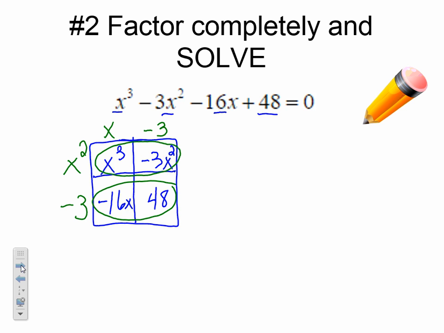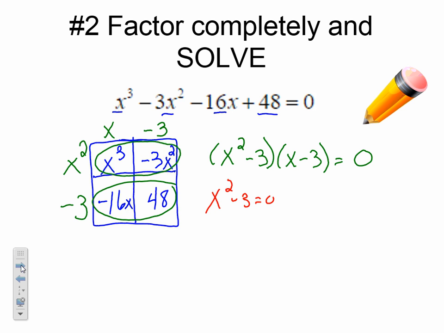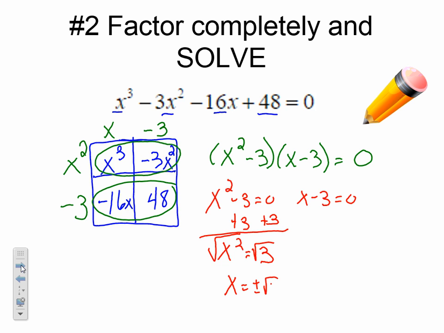First thing we do is write it out in factored form. So we have x squared minus 3 and x minus 3 equals 0. Now we set both of these equal to 0. And x minus 3 equals 0. Start here, add 3 to both sides. So x squared equals 3. Take the square root of this. X equals plus or minus the square root of 3. Right there we have 2 solutions.